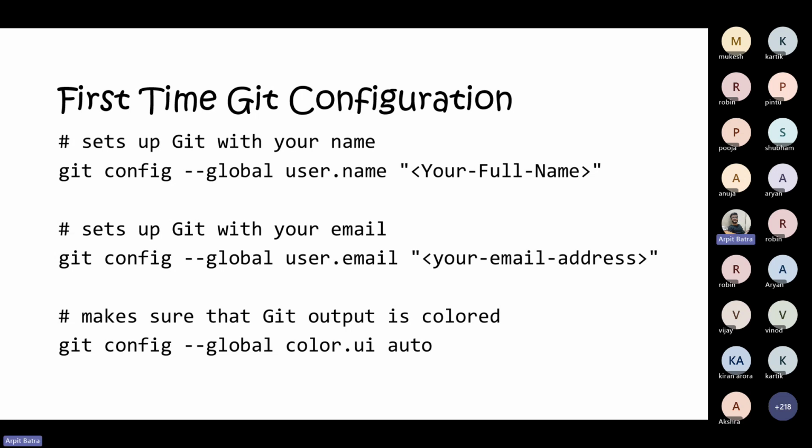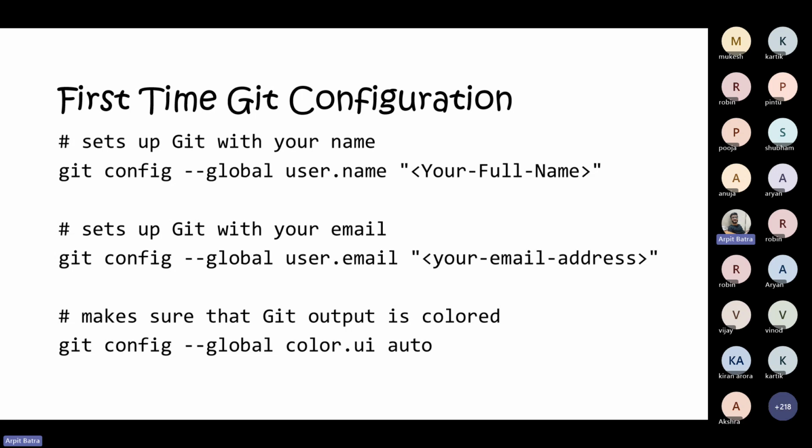Next we have git status. It helps to show the status of your working directory, like modified files, staged files, etc. Next we have git add file. It helps to add a file to the staging area. Then we have git commit with a message. It helps to commit staged changes with a message.